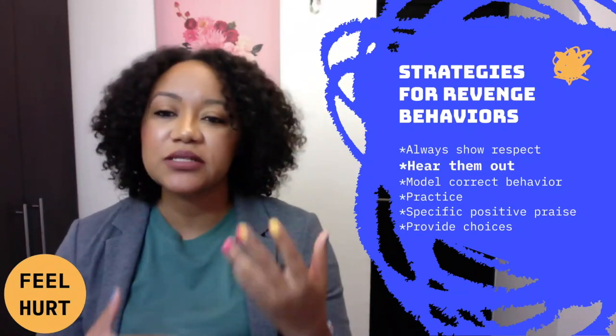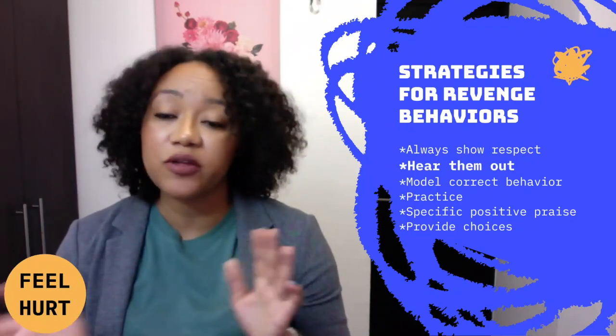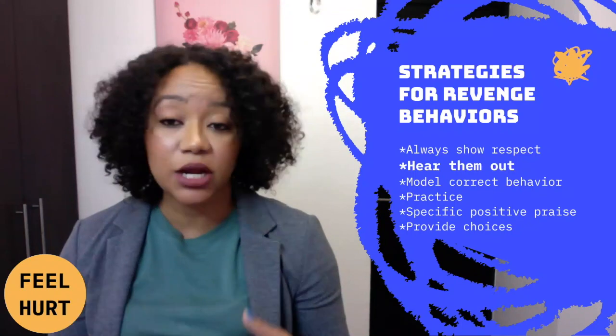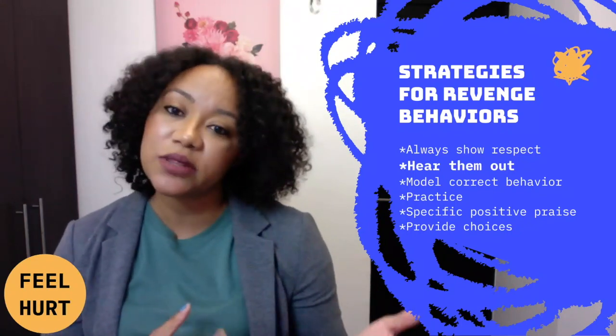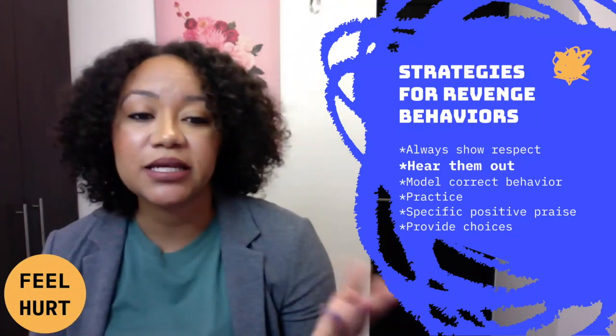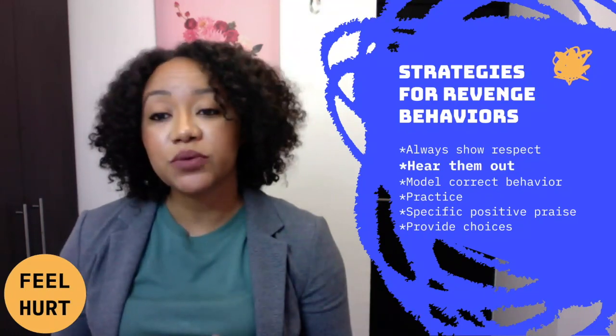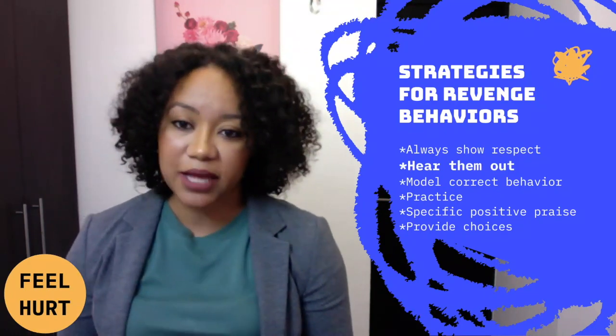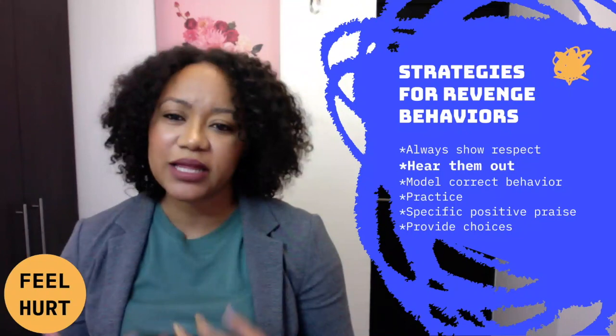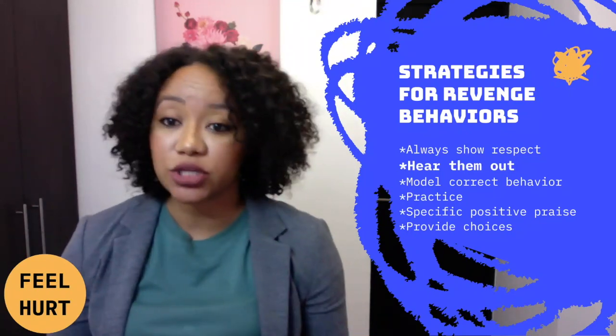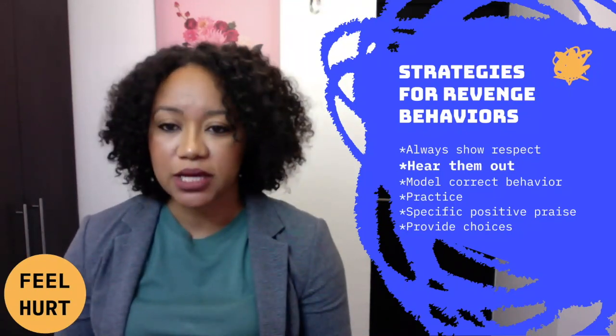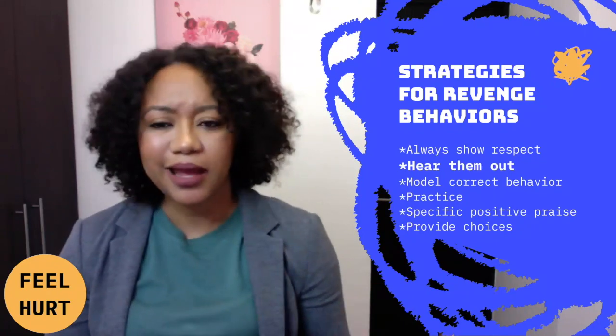So we have this modeling of correct behavior. You can have them role play, go back through the scenario that happened so that they can see what they should have done correctly. And that leads us to practice. We want to make sure we have students practice the appropriate behaviors when they feel that they need to get revenge on someone or they feel that they've been hurt. They need to let that person know, hey, you know what?